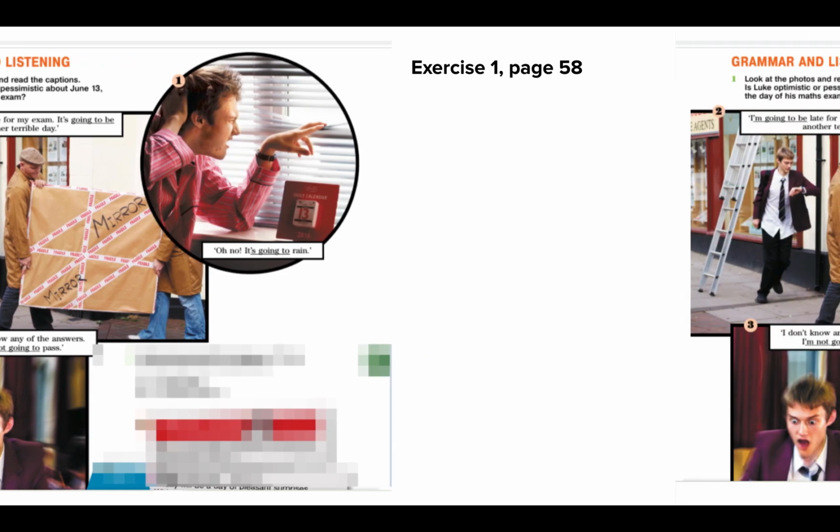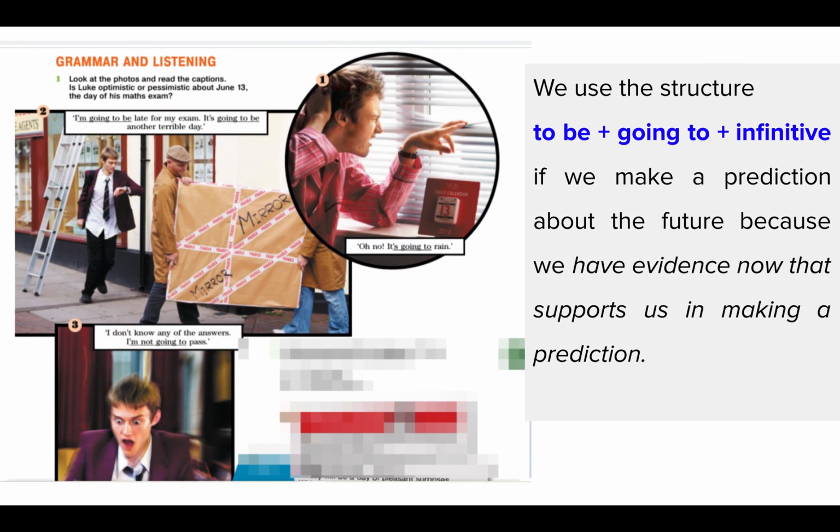So, let's draw the conclusion. We use the structure to be plus going to plus infinitive if we make a prediction about the future because we have evidence now that supports us in making a prediction.